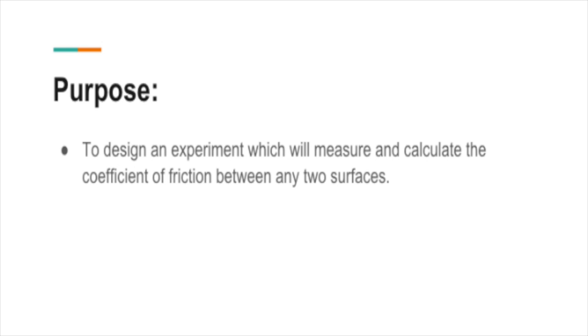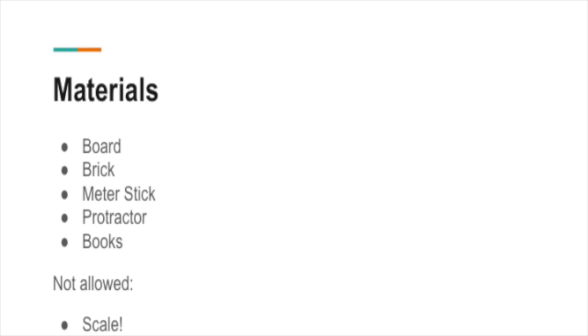Our purpose was to design an experiment in which we had to find an equation to find the coefficient of friction between any two surfaces. We used a board, a brick, a meter stick, a protractor, and books, but we were not allowed to use a scale.